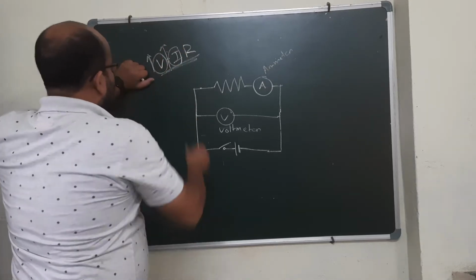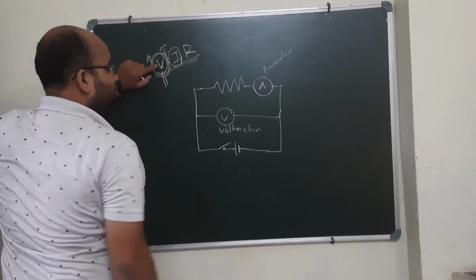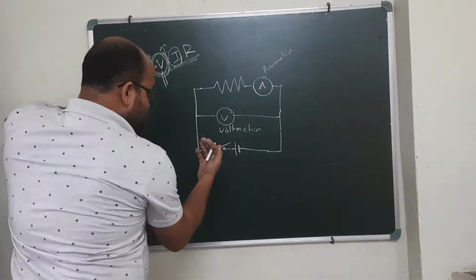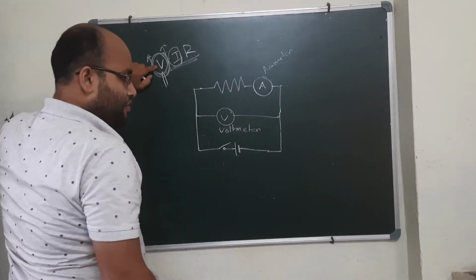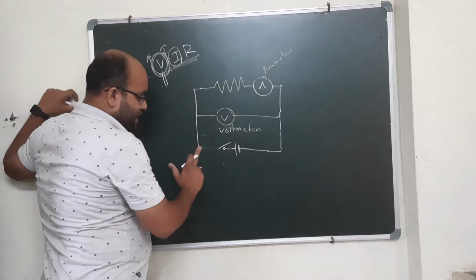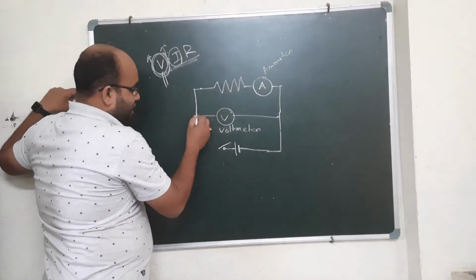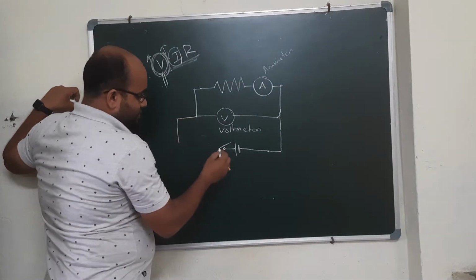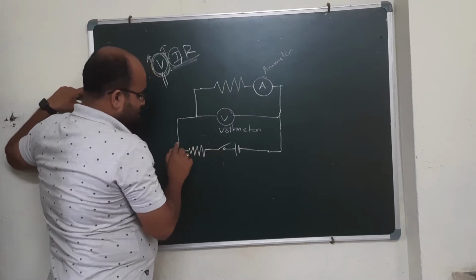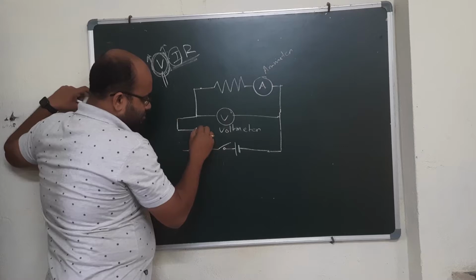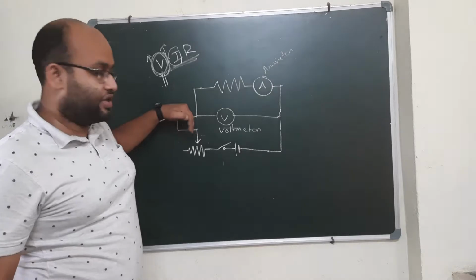To check that, we need a system such that we can vary this potential difference. So we need to do something in this circuit so that we can vary this potential difference. What we can do is, we can connect here a rheostat, that is a variable resistance in short. Suppose here I am taking a rheostat like this, and it has a pointer over here. Actually we can move the pointer over here.